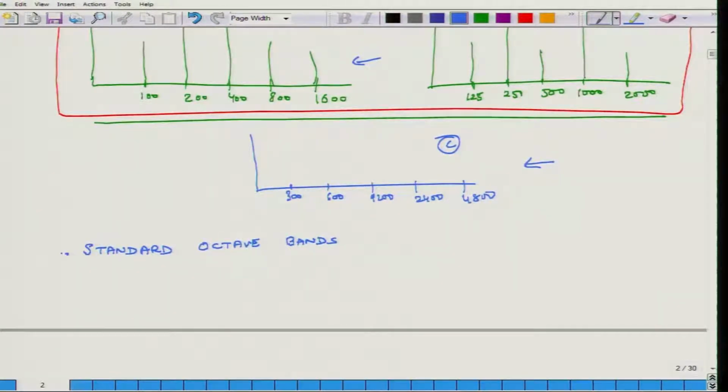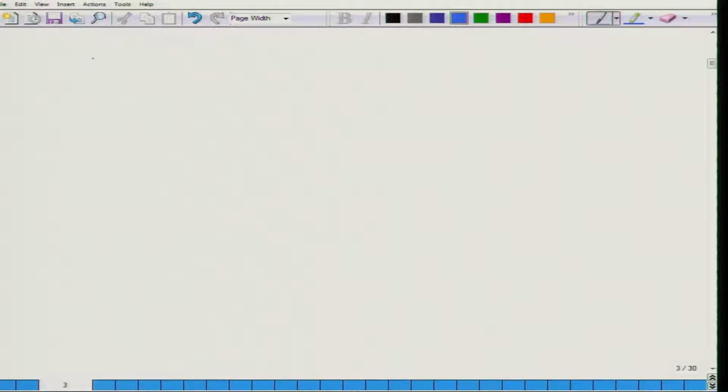Okay. So, once again we will go back to our original goal. What is our original goal? Our original goal is to learn how to do octave band analysis. Okay. This is our original goal. And to do this, we need to know three important things.